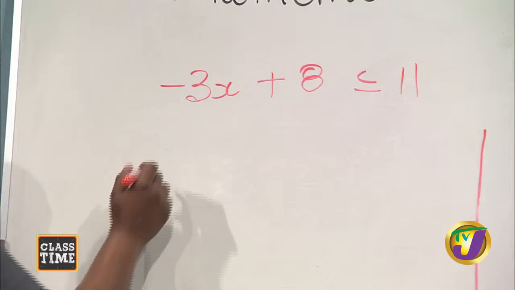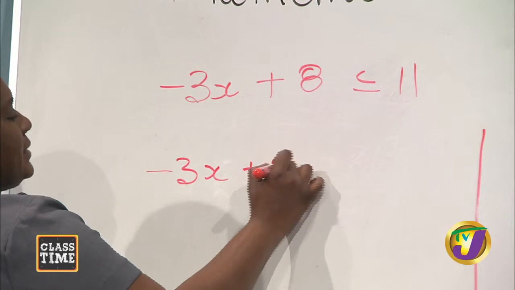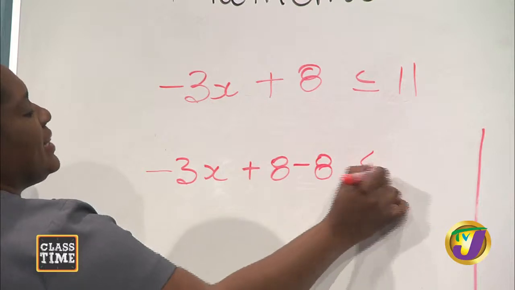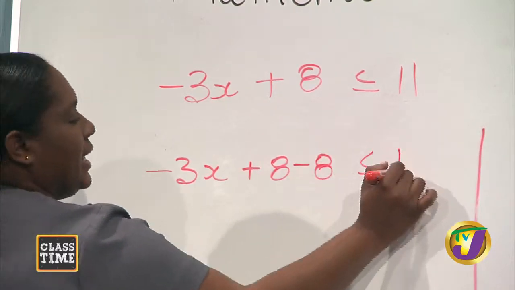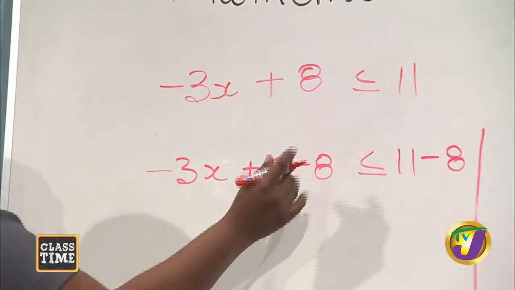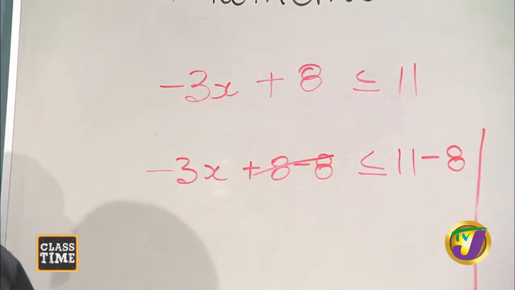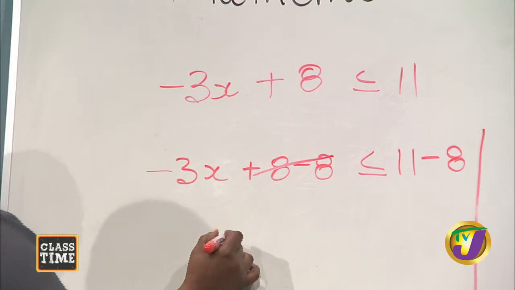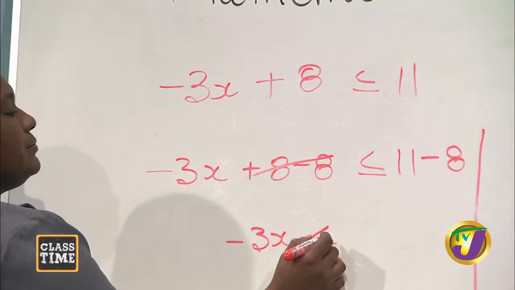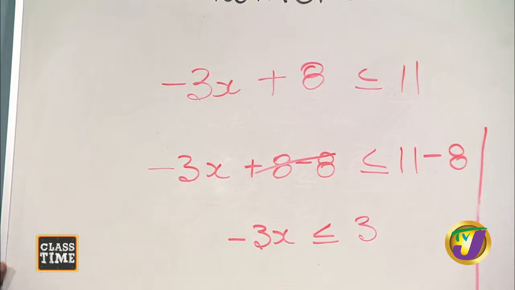So let's move into solving. It's negative 3x added to 8. We want to transpose, so we are going to be doing the inverse operation. And that is less than or equal to 11. We are also maintaining the balance. So we also subtract 8 from the right hand side, because we did subtract 8 from the left hand side. Now we are left with negative 3x is less than or equal to, if you have 11 and you take away 8, 3.